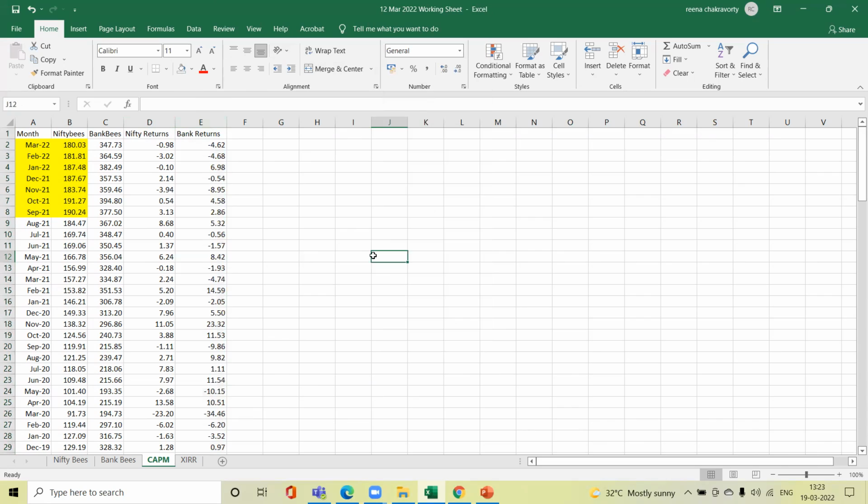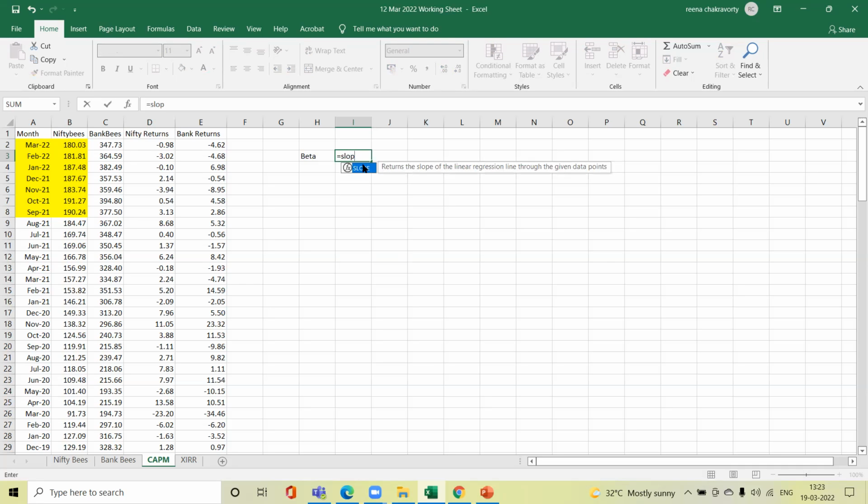Okay. So now your formula for beta. So write in H2 or H3. Write in H3. Is nothing but slope of known Ys, right? So now instead of that, delete that, write in L2, L3 somewhere. I'll tell you what to feed in slope. So known Ys are bank Nifty.